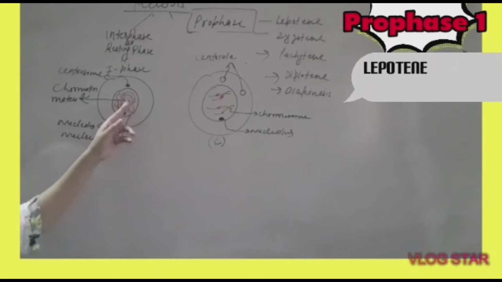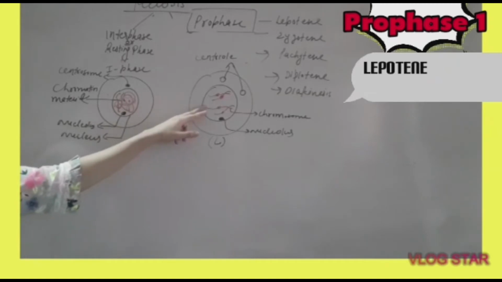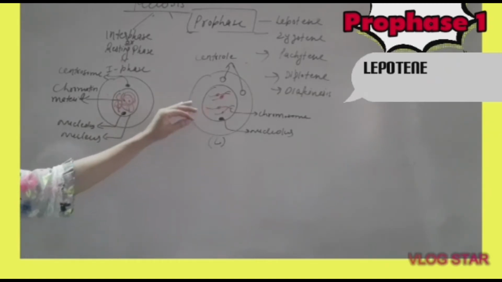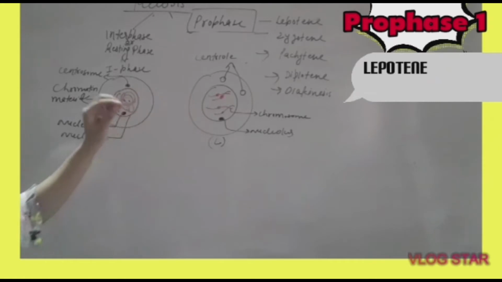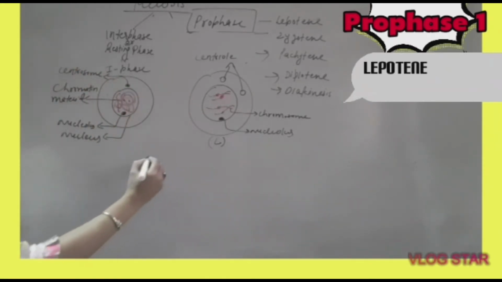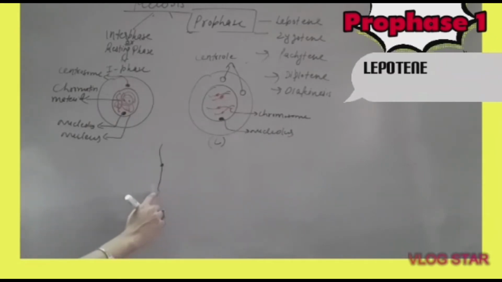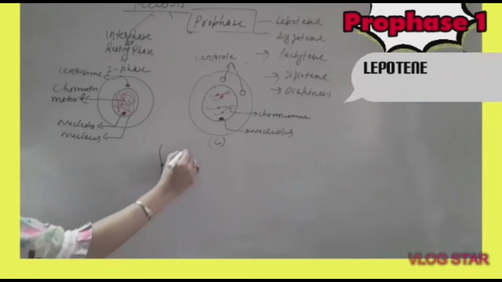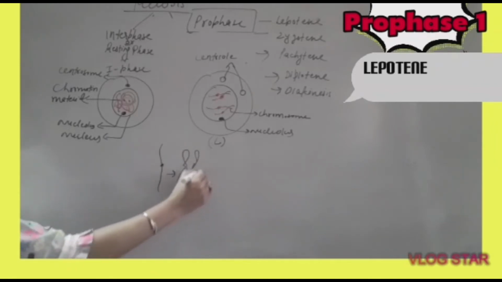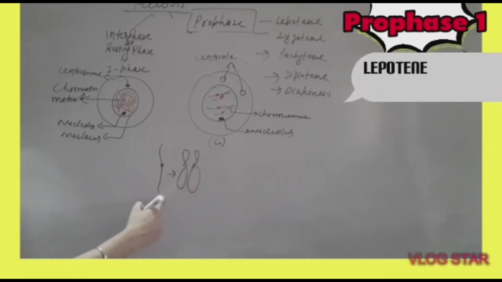In leptotene phase, duplication of chromosome takes place first. Repeating, duplication of chromosome. What does duplication or replication of chromosome mean? I told you a chromosome is a single thread. This one thread is a chromosome. What does duplication mean? Duplication means it forms its similar copy, a copy of its own kind, which I drew earlier this way. It forms another chromatid.